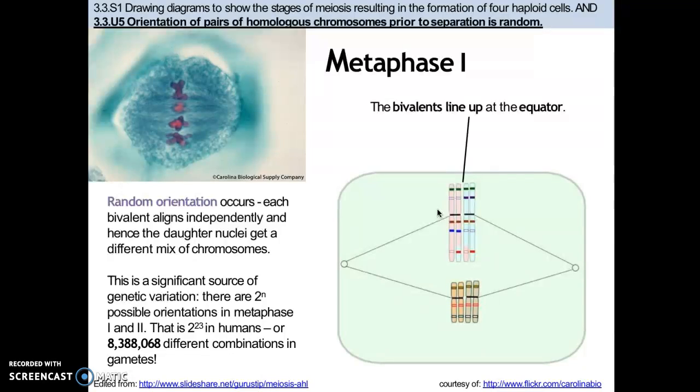All right, U5 is about the orientation of the pairs of homologous chromosomes. It's random. So the bivalents will line up at the equator, but in any possible combination. And again, I repeat the fact that this is figured out through 2 to the n. Remember, n is the haploid number of chromosomes. So 2 to the 23rd in humans is 8.3 million different combinations for the way that the bivalents could line up along the metaphase plate.